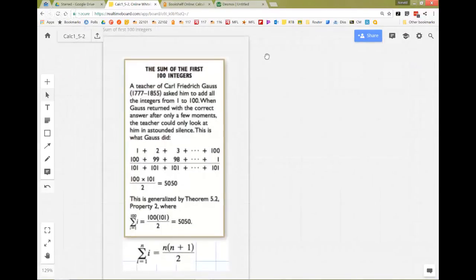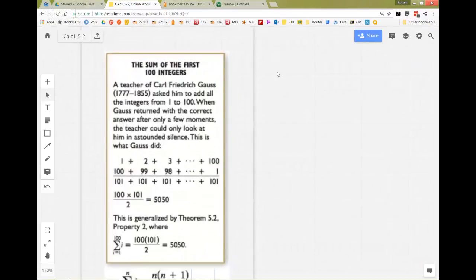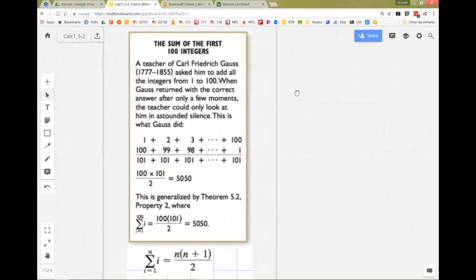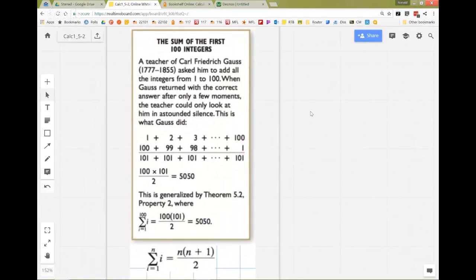So now I'm going to tell you a little bit of a story here. Carl Gauss, famous mathematician. Supposedly, the story goes like this. He was in grade school, and his teacher had a headache. And the teacher just gives them an assignment to keep them busy. He says, I want you to add up the numbers 1 all the way to 100.